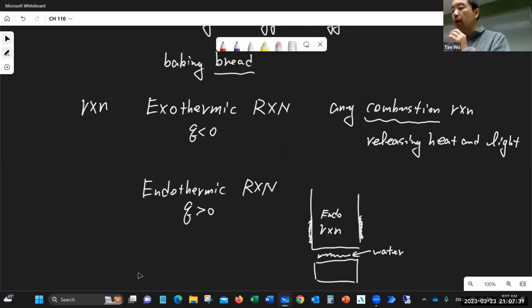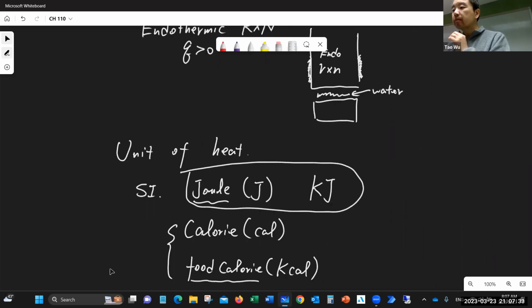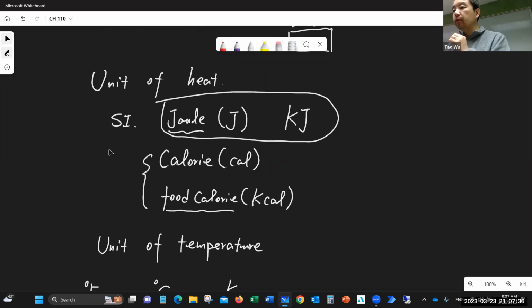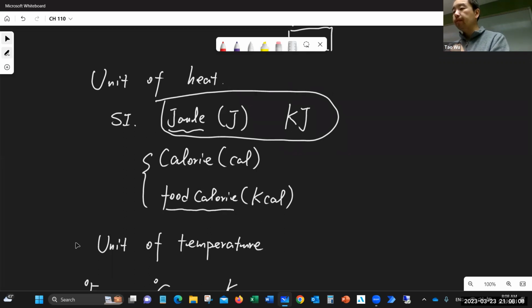And last time we also talked about the unit of heat. Most of the time we're using joule and kilojoule for the experiment. Kilojoule is used in most cases. Kilojoule is 1,000 joules. So later when we do the calculation, you need to be careful about the unit. We also talked about calorie and food calorie. The kcal, food calorie, is the most common unit that we use when you eat some food product.